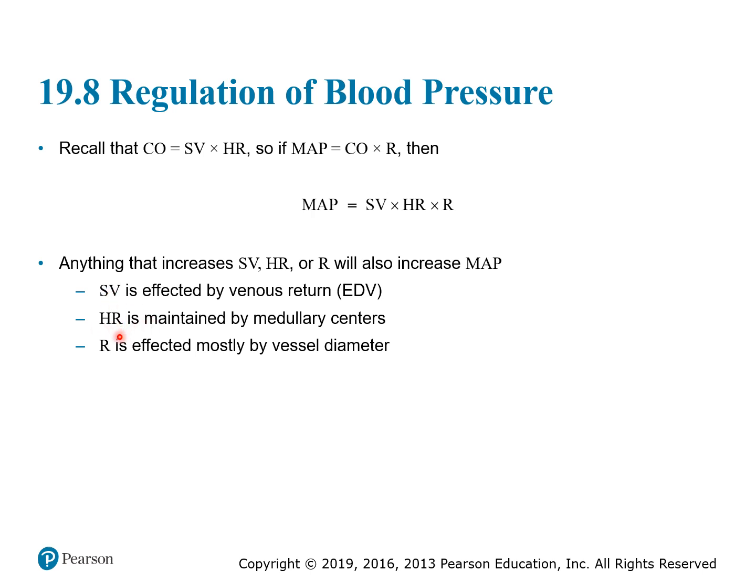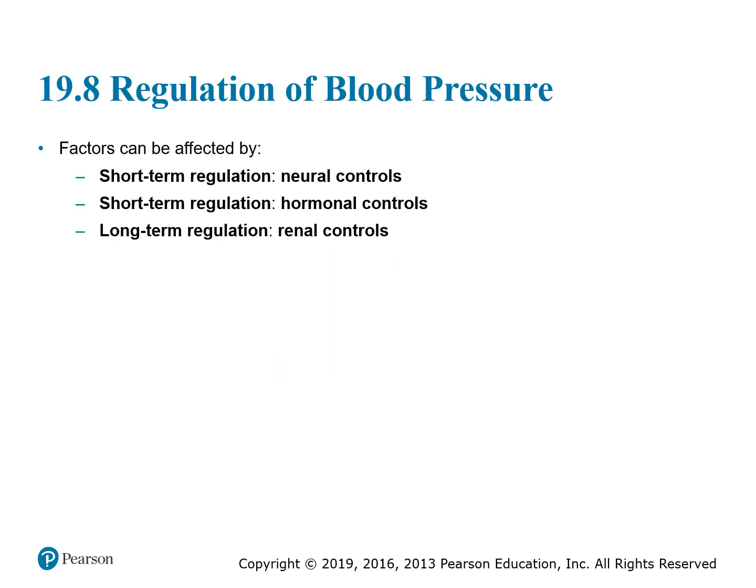Then heart rate, we know it is primarily monitored by the autonomic nervous system. There are medullary centers, a cardio-acceleratory center and a cardio-inhibitory center, and both of these affect the heart rate. And then we will learn about a new center which also affects the heart rate and the vasoconstriction. And then there is resistance. Resistance is affected mostly by the vessel diameter. Now let's go on to the next slide.